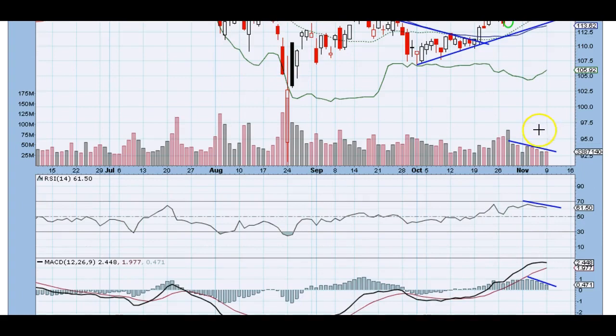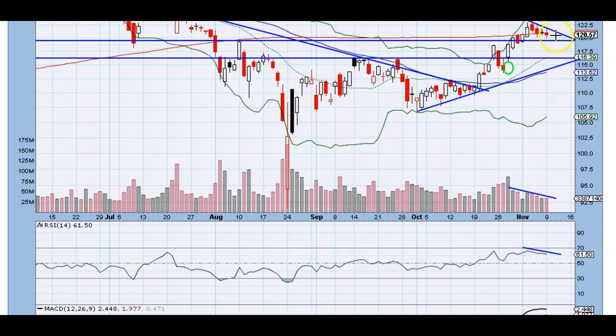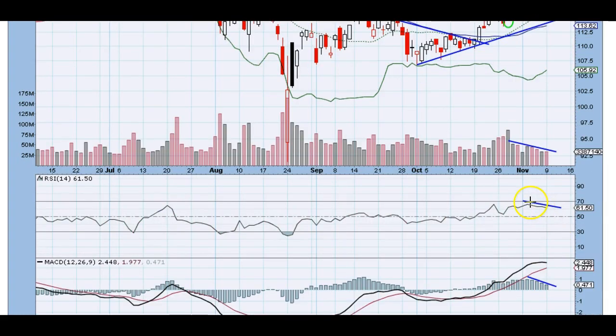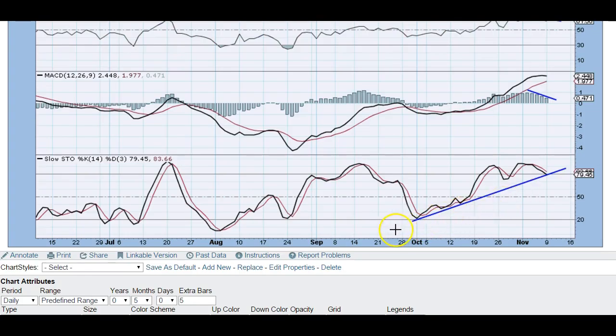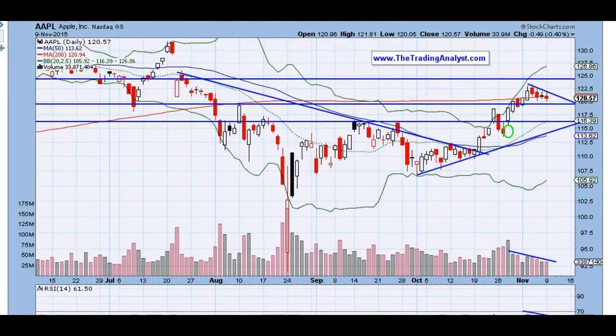Another thing I want to note, a reason that I think that we are most likely headed down from here is the RSI, which is starting to curl over as well. Another thing is we've got the MACD histogram making lower highs for the last 4 days. And then we've got stochastics coming up on a level that it kind of needs to hold right there. Otherwise, it's going to break this previous low and head back down to the 50 or the 20 level. Okay. So those are the things that I'm looking for on Apple.